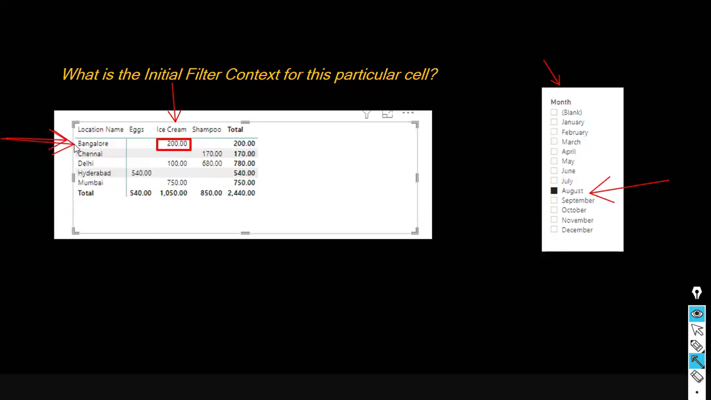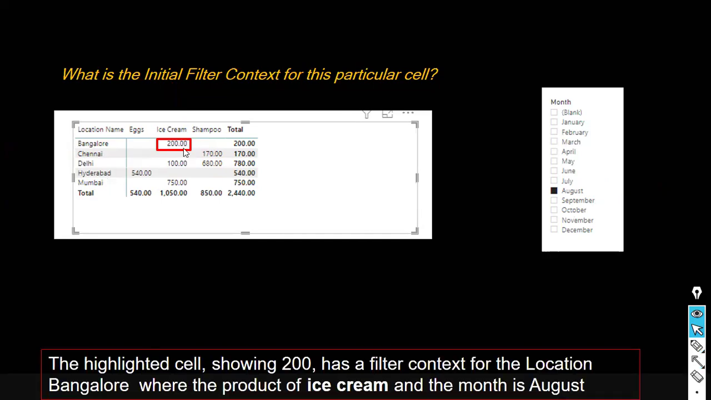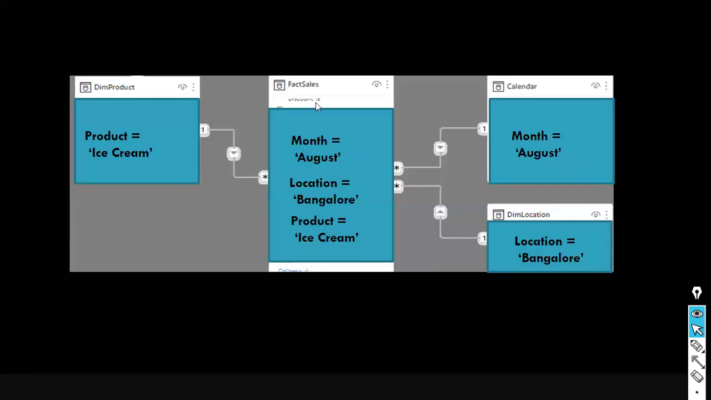So what is the total sales where location name equals Bangalore, product category equals ice cream, and the month equals August? Three filters are applied here: row level, column level, and the external filter. So these are the initial filter context. The highlighted cell showing 200 is a filter context for the location name Bangalore, where the product is ice cream and the month is August. You understood? Very good.